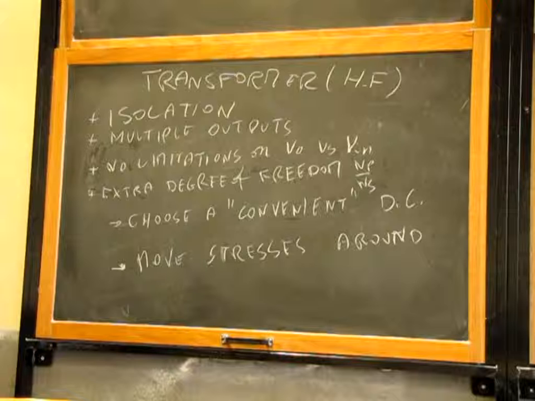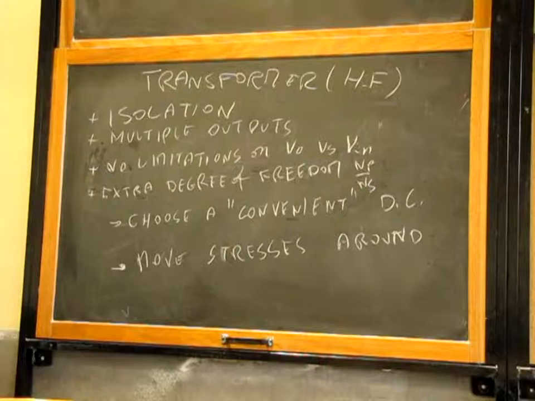If you decrease the input voltage stress, you will increase the output voltage stress. The diode will have a higher output voltage. That's okay. You decrease the voltage stress on a component, you increase the current stress on the same component. That's okay. You just move stresses around. Those are the advantages. Disadvantages.